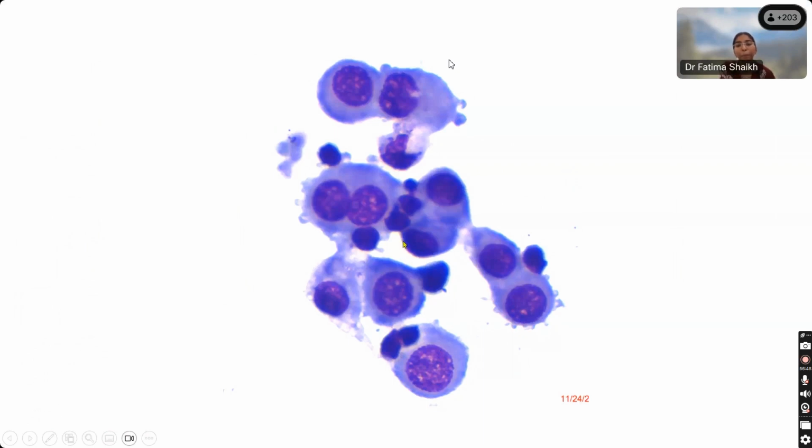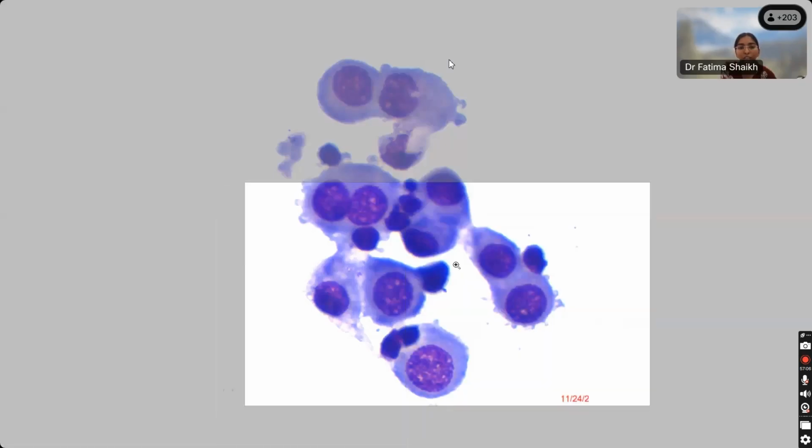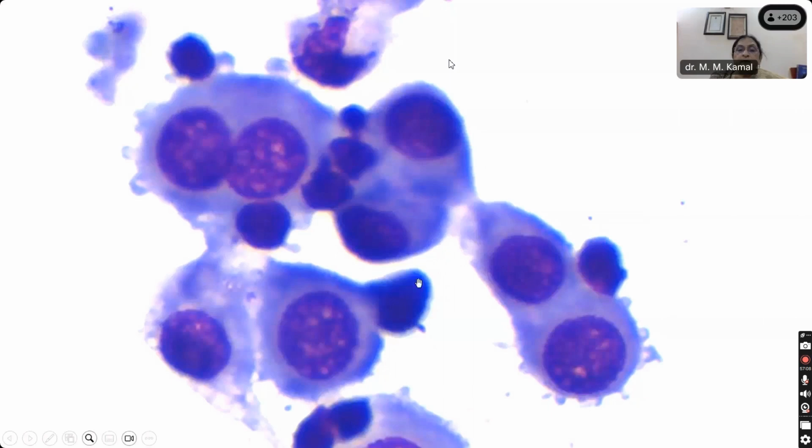What has happened to this nucleus? It is jutting onto the cytoplasmic membrane. Yes, ma'am, it is touching the cytoplasmic wall. Yeah, but have I zoomed it enough? Let's see. It's almost touching the cytoplasmic membrane.